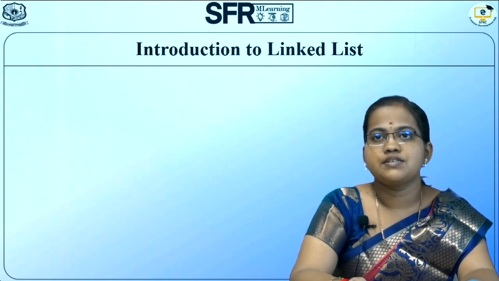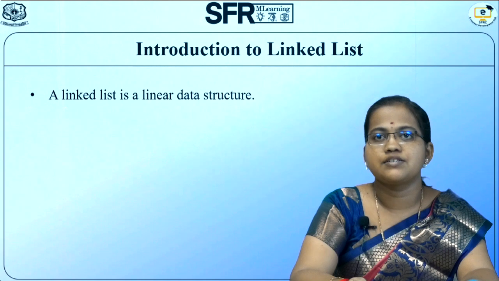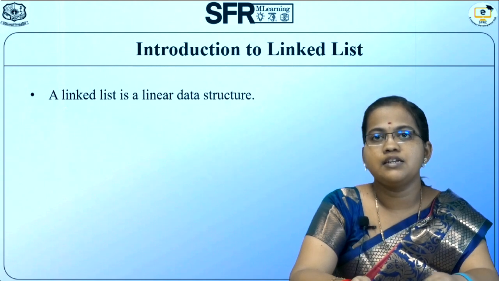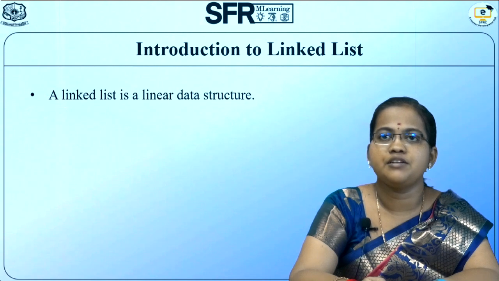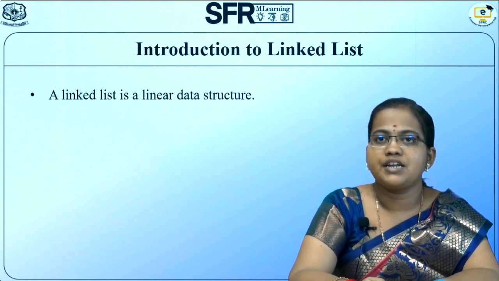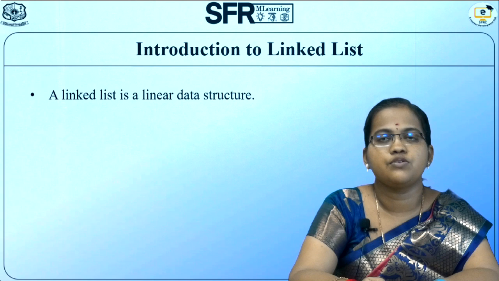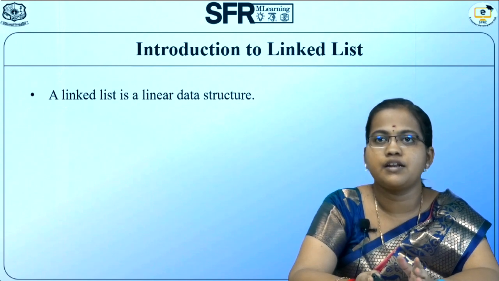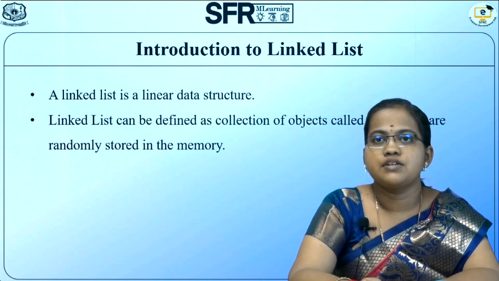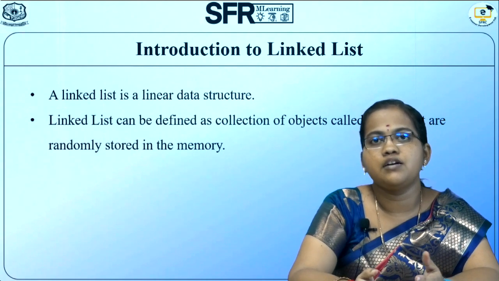Next, the first one is an introduction to the linked list. So what is a linked list? A linked list is a linear data structure. So what is a linear data structure? Linear means the data are arranged in a sequential manner, in some format. So sequentially they arrange the data. Next is the linked list. How can it be defined?